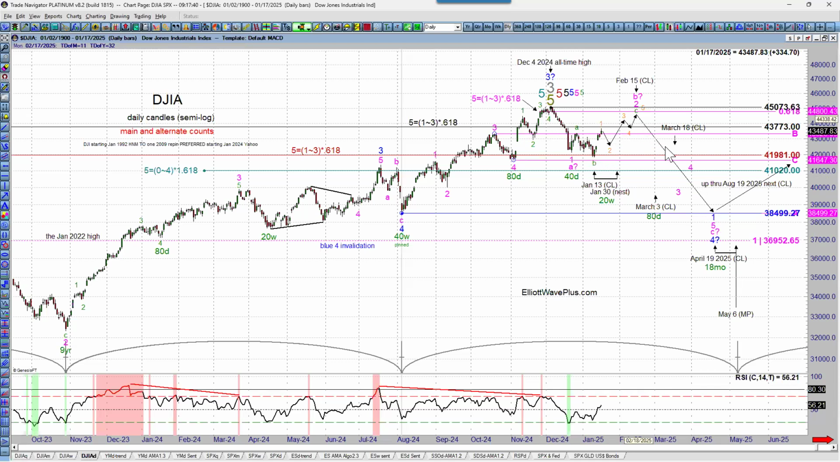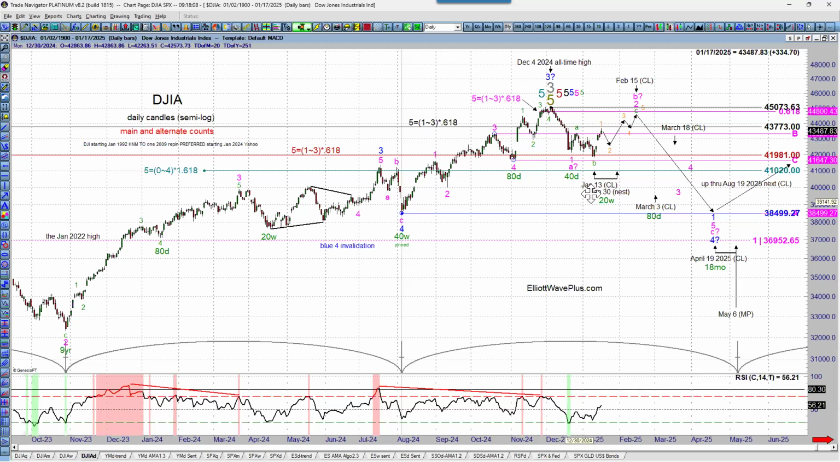So if this turns out to be a 3-wave structure, and I've mentioned this many weeks now, if this downward move from mid-December down through mid-April ends up being a 3-wave structure, then the alternate count will be preferred. We won't know that for sure until this plays out.